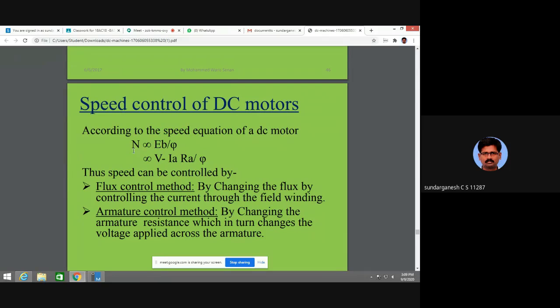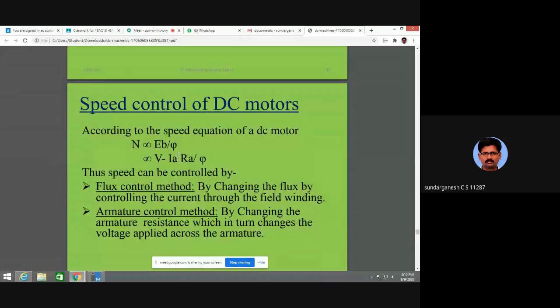So the speed can be controlled by decreasing the flux, which means increasing the speed. Increasing the flux means decreasing the speed. That is the flux control method. By changing the flux, you can control the speed. Okay, so next one is the armature control method.